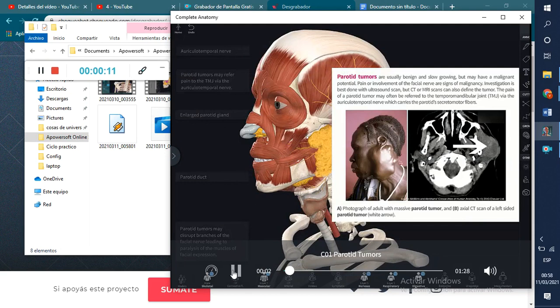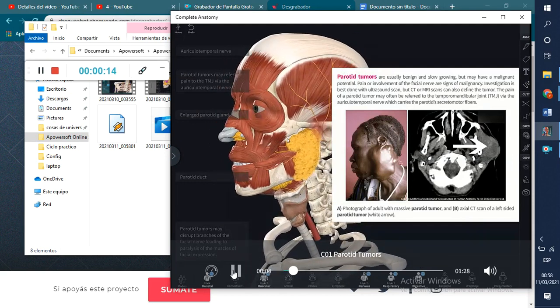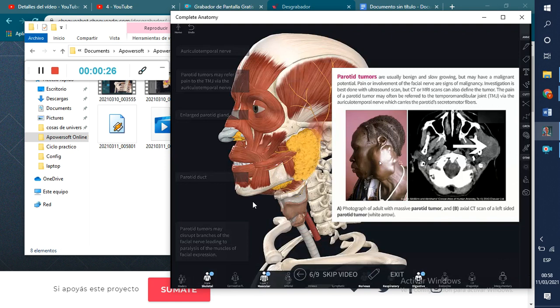So why don't we throw in a few clinical correlations while we're at it. We'll start off with the parotid tumors. Parotid tumors are usually benign and slow growing. It is rare that they grow to the size as you can see here in this individual. There's some potential for them to become malignant, but most of the time that is not the case.